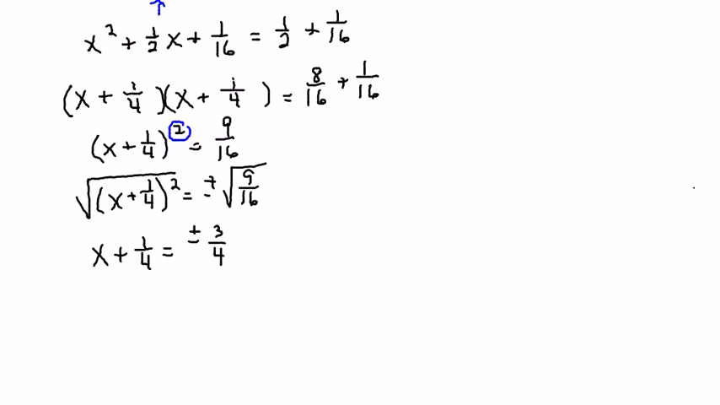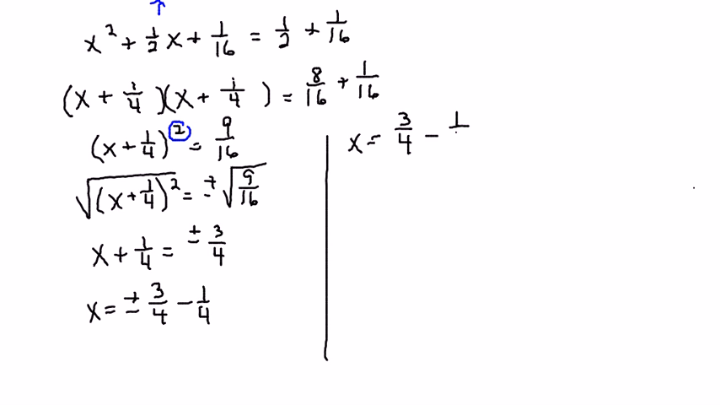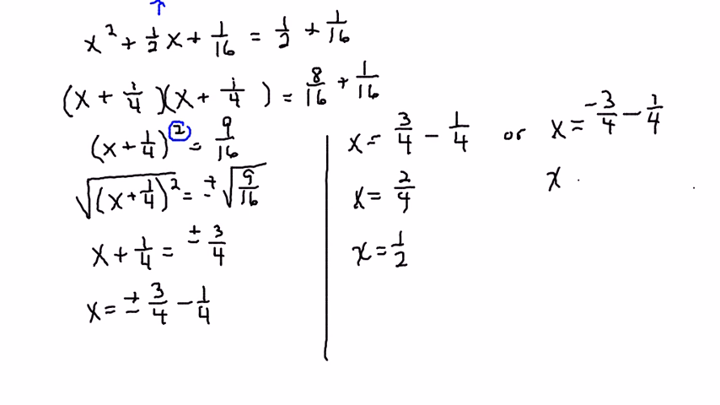We have two answers here. x is either, well, let's go ahead and subtract 1/4 from both sides of the equation. So x is plus or minus 3/4 minus 1/4. So that would mean x is positive 3/4 minus 1/4, or x is negative 3/4 minus 1/4. So positive 3/4 minus 1/4 is 2/4, and 2/4 would be 1/2. Negative 3/4 minus 1/4 is negative 4/4, which is -1.